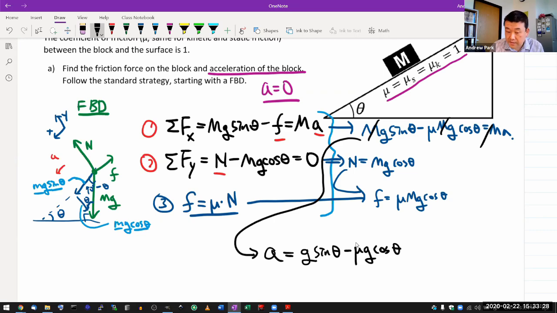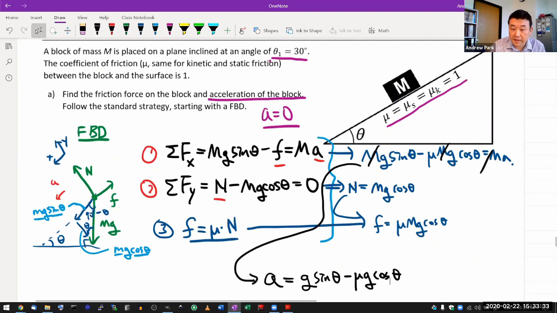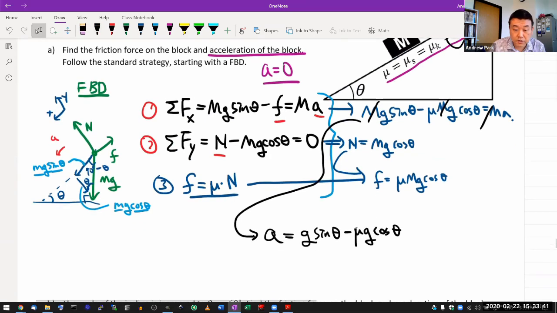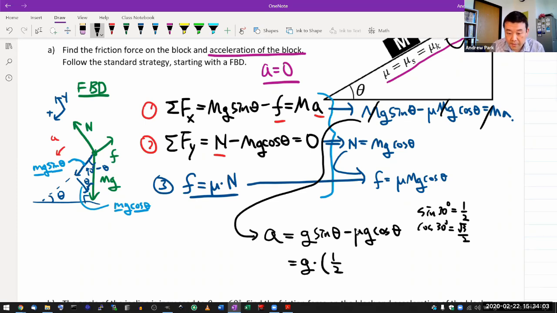So let me simplify this algebraic expression. I think I can actually do that with the values that I'm given. I'm given the value of mu, that's 1, and I'm given the value of theta, 30 degrees, which means I actually know the values of sine and cosine. I remember enough of my trig to know sine 30 degrees is 1/2, and cosine of 30 degrees is √3/2. So this is going to be equal to, I can factor out g times 1/2 minus mu, which is 1, times √3/2.